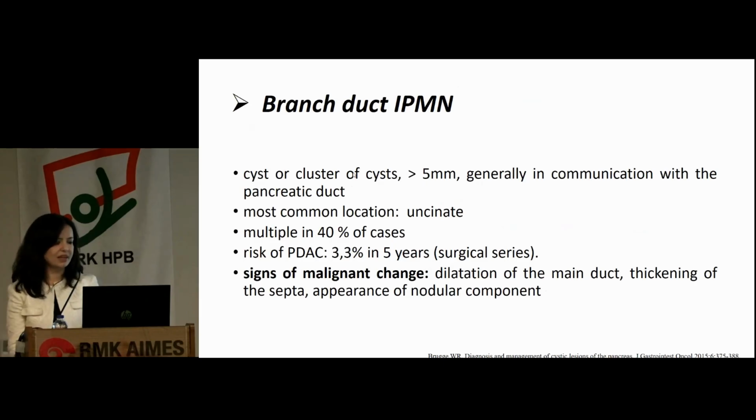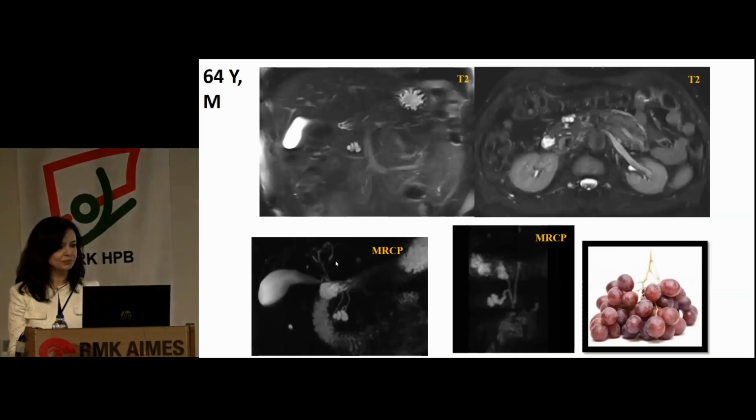Branch duct IPMNs are typically seen as cluster of cysts. They look like bunch of grapes, and there will be ductal communication. Here, multiplicity is an important feature to be aware of, which helps us in the differential diagnosis with other subtypes. It has the least risk of malignancy. Let me show you a very typical case.